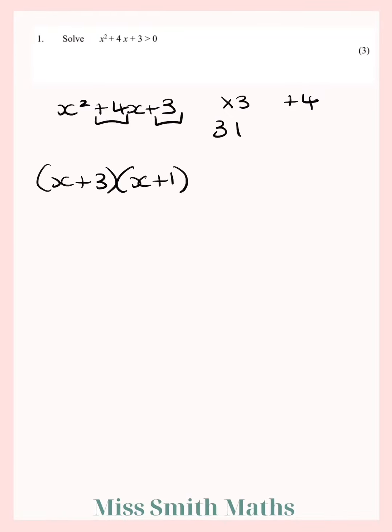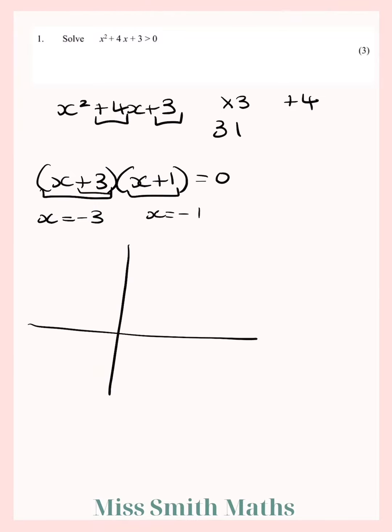If we were to solve that, set equal to 0, the place where it would cross our axis would be x is minus 3 to make this 0, because you want the opposite of the plus 3. And then to make this bracket 0, x will be equal to minus 1. So if you were to draw your graph, it's a positive quadratic, so it's going to be like this. And it crosses here at minus 3 and minus 1.